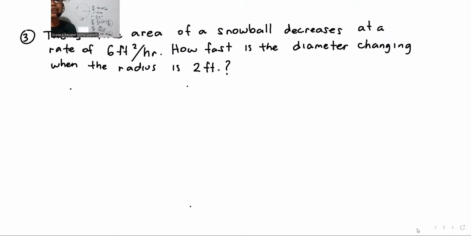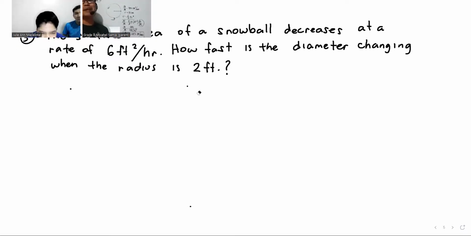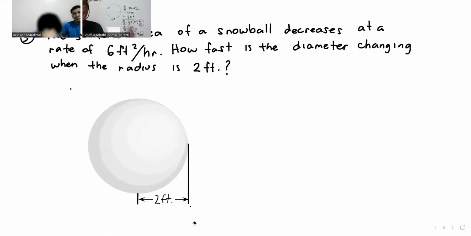Okay, so I'll read the problem. The surface area of a snowball decreases, okay, as I explained before, at a rate of 6 square feet per hour. How fast is the diameter changing when the radius is 2 feet? Okay, sige Josh. I think it's quite the same. And high-tech illustration again.